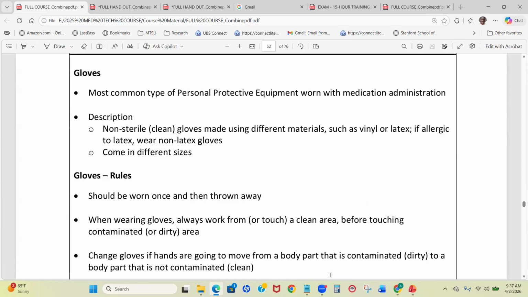Because if you wear the one that is too big, in the middle of doing personal care, direct care, it can come off. And if you are touching bowel movement and your gloves are coming off, imagine that. So put on the one that fits you well.